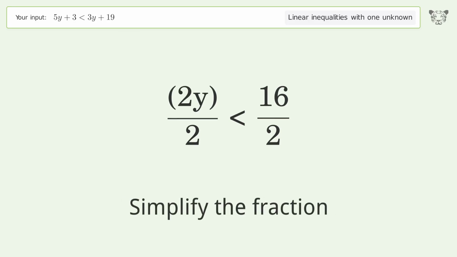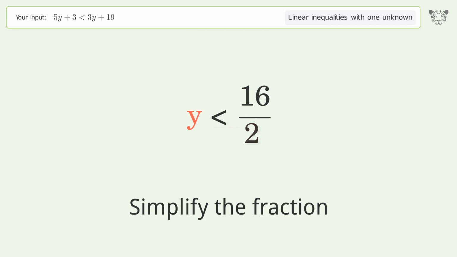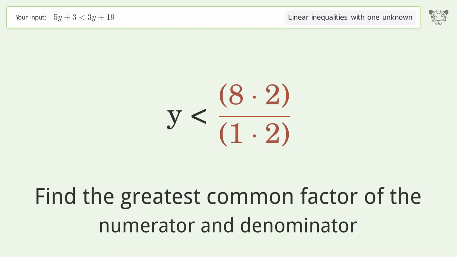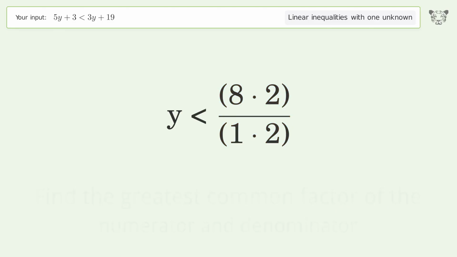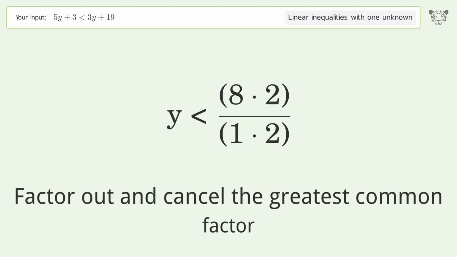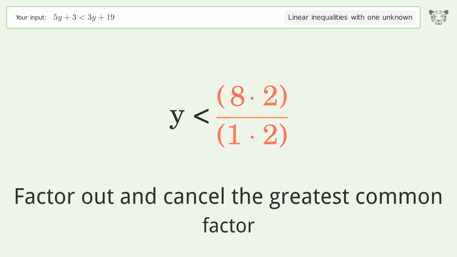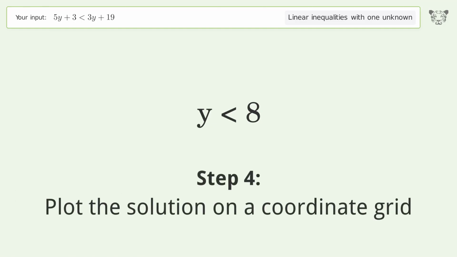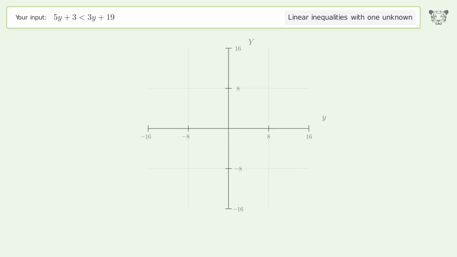Simplify the fraction. Find the greatest common factor of the numerator and denominator. Factor out and cancel the greatest common factor. Plot the solution on a coordinate grid. And so the final result is y smaller than 8.